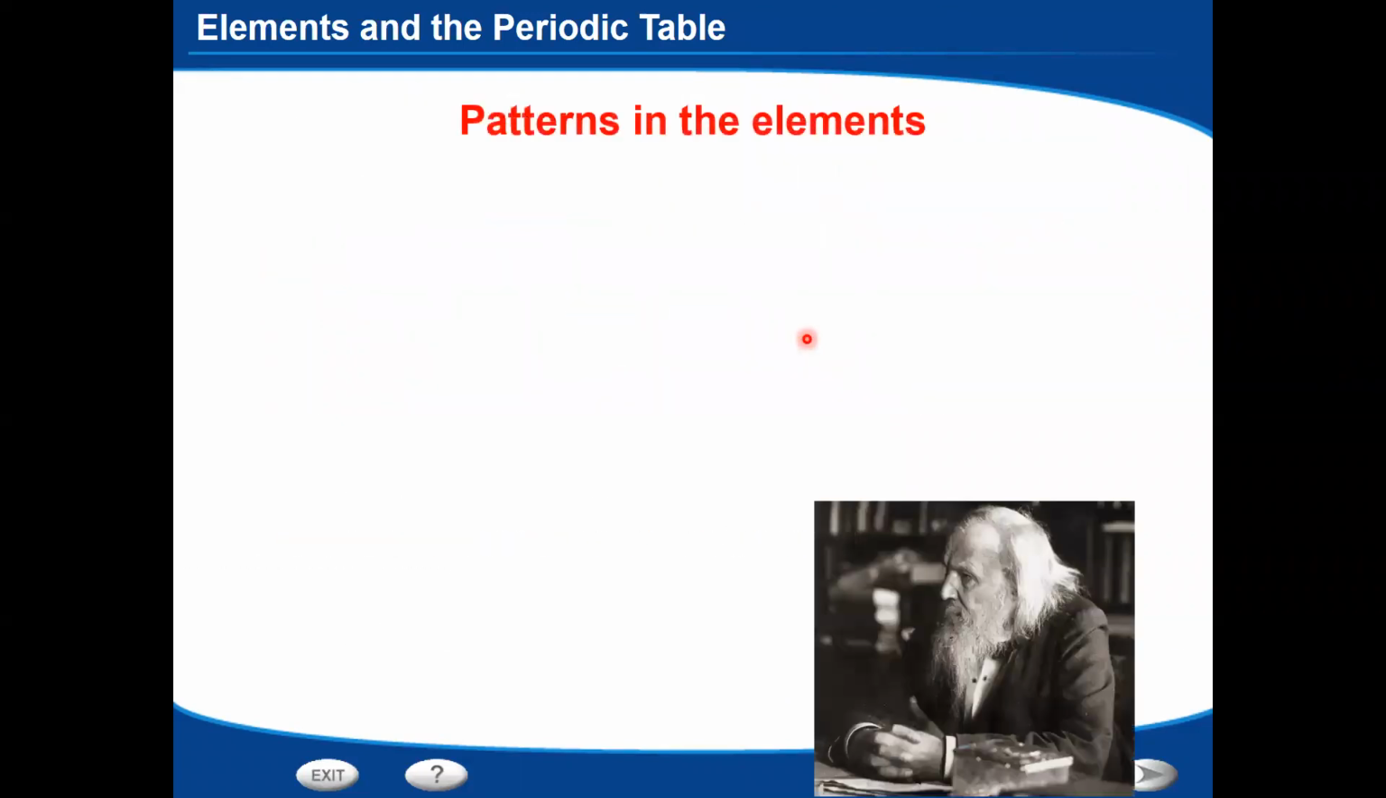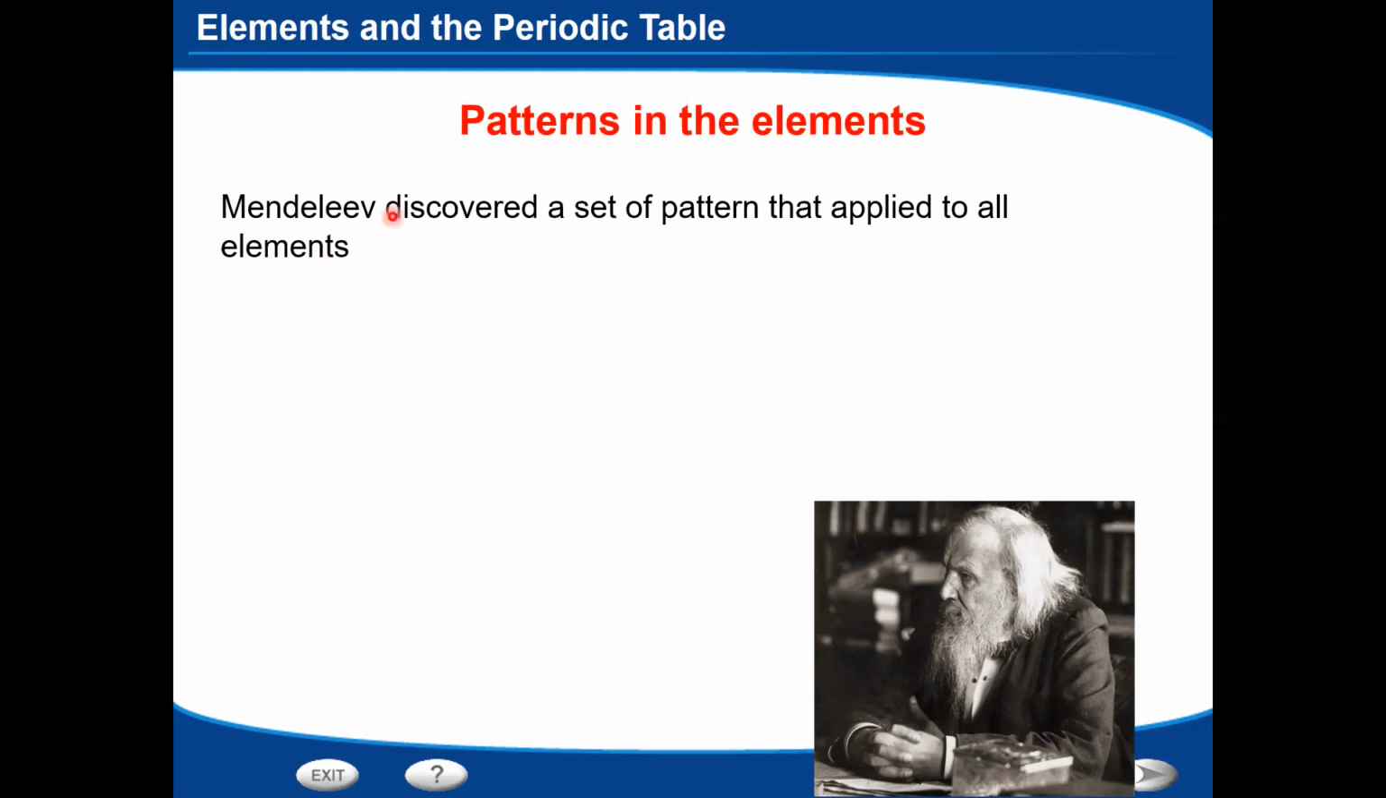Okay, then the elements in the periodic table. Now we have a new periodic table, and all the elements are arranged in the periodic table in order of increasing atomic number. Long ago, elements were not organized in a table, but there was a scientist called Mendeleev. Mendeleev discovered a set of patterns that applied to all the elements.